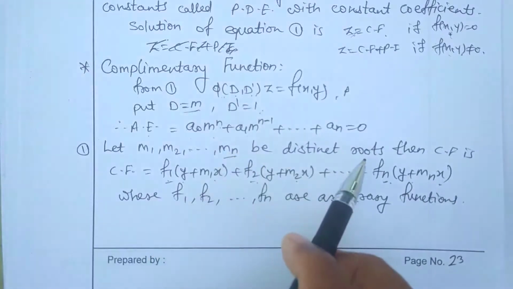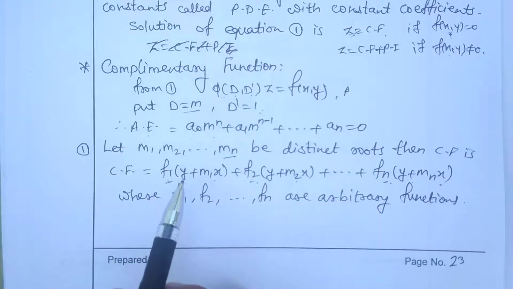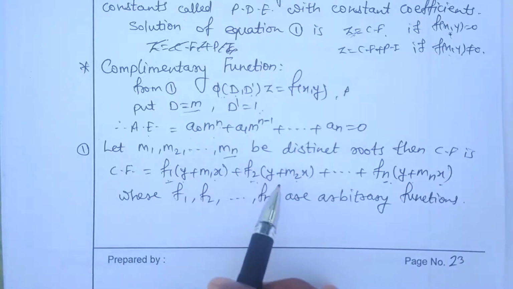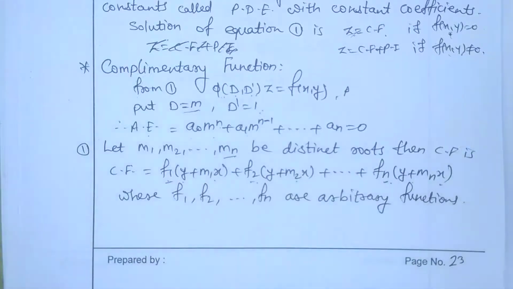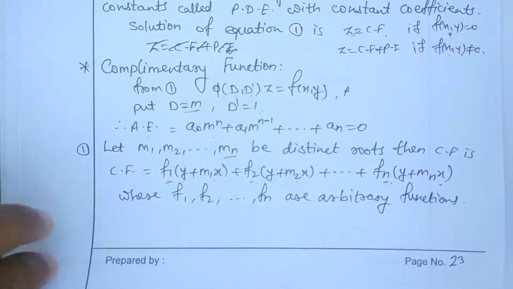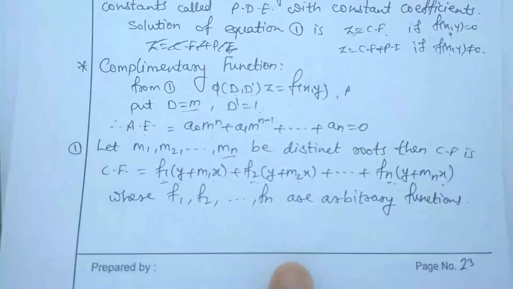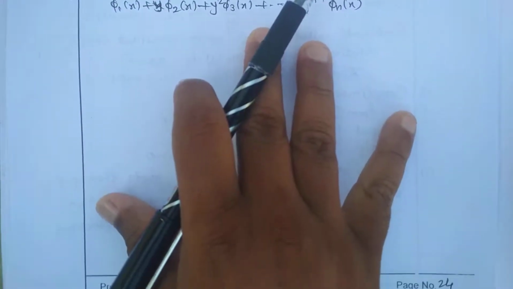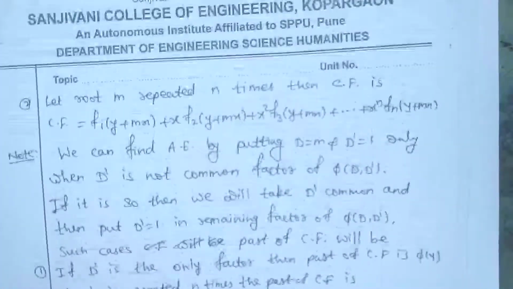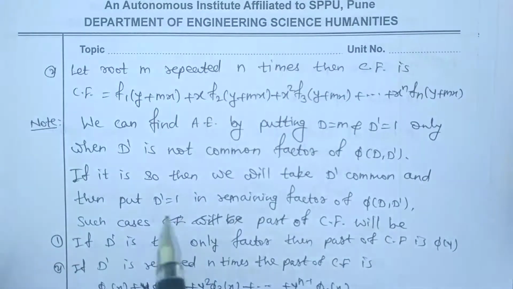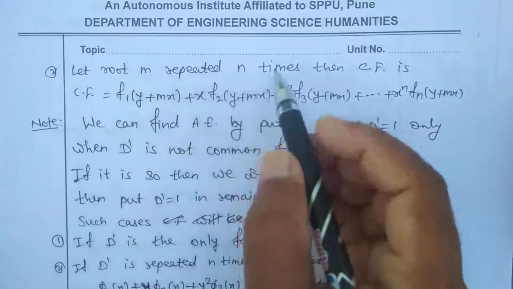If all the roots are distinct, then CF is equal to f1 of y plus m1x plus f2 of y plus m2x plus dot dot dot fn of y plus mnx. Now in the second case, if the roots are not distinct, that means if roots are repeated, then see what happens. In the second case, let root m be repeated n times.